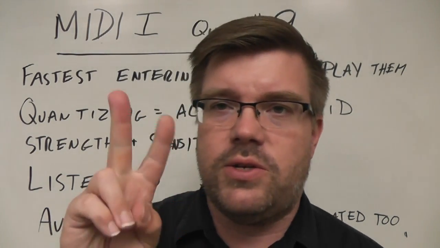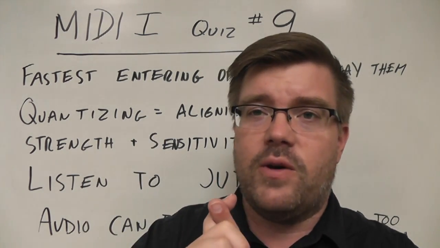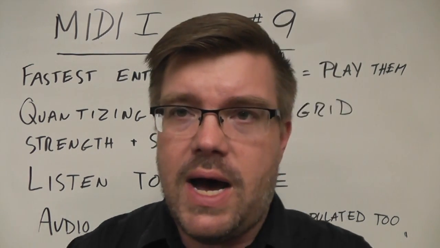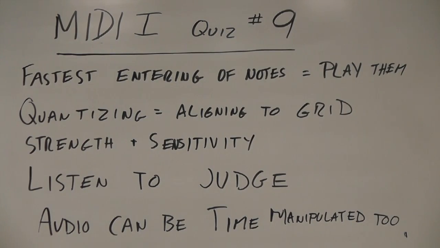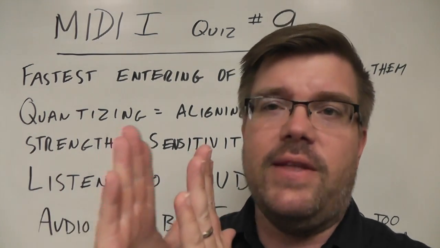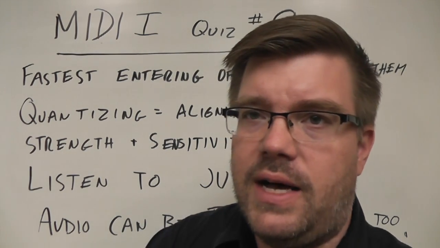So you can adjust two parameters: the strength of the quantization and the sensitivity of the quantization. And it comes down to strength is usually a percentage. So if you do 50% strength of a quantize, it's going to move it half the distance to being on the beat from how far off it is.